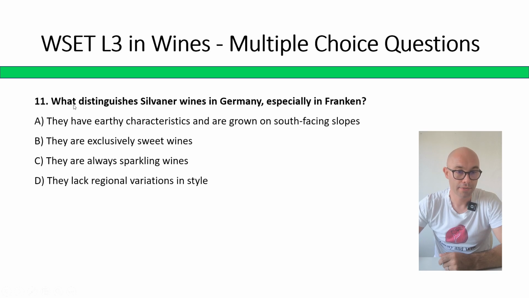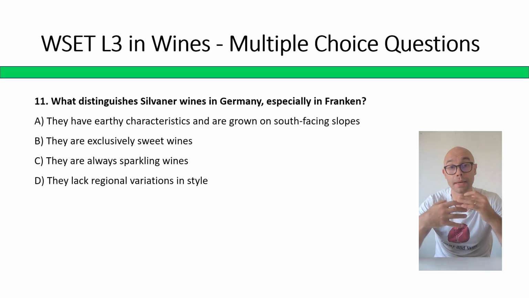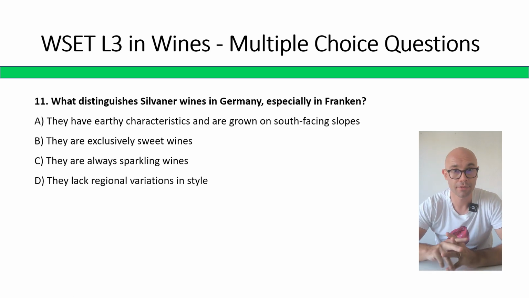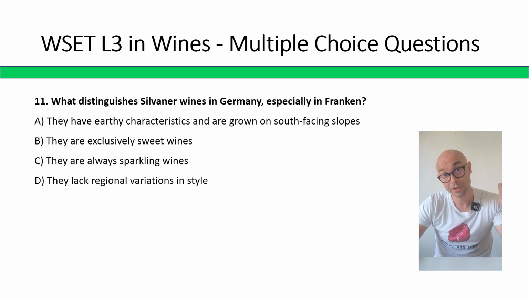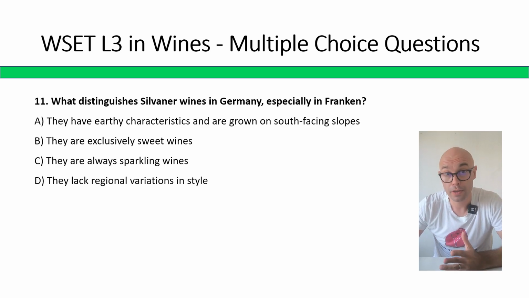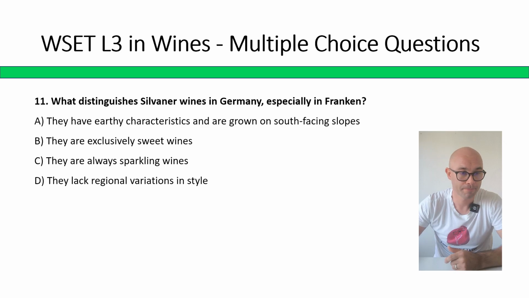What distinguishes Silvaner wines in Germany, especially in Franken? They have earthy characteristics and are grown on south-facing slopes. They are exclusively sweet wines. They are always sparkling wines. They lack regional variations in style. So the correct answer is A. They have earthy character and are grown on best sites in Franken on south-facing slopes. Silvaner is the most important grape variety in Franken region.